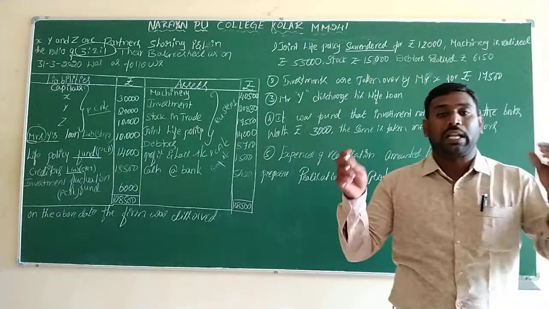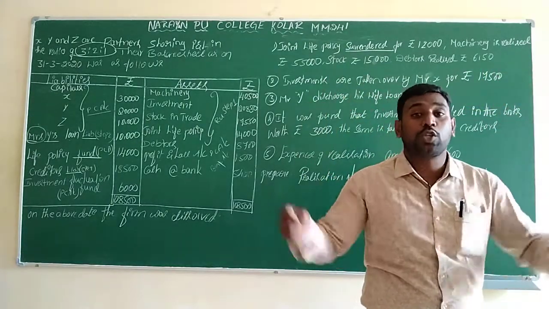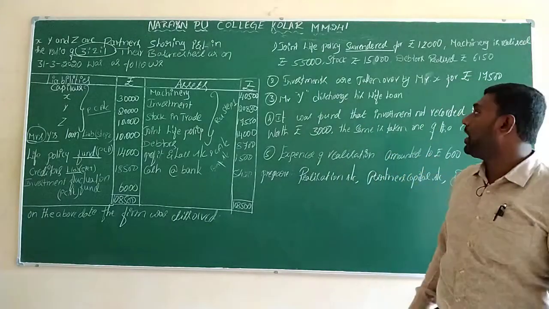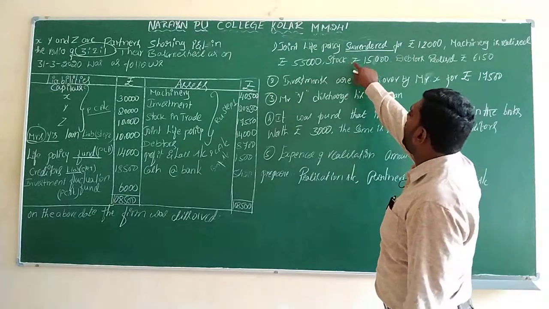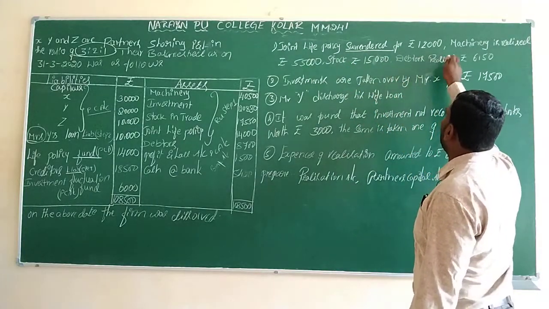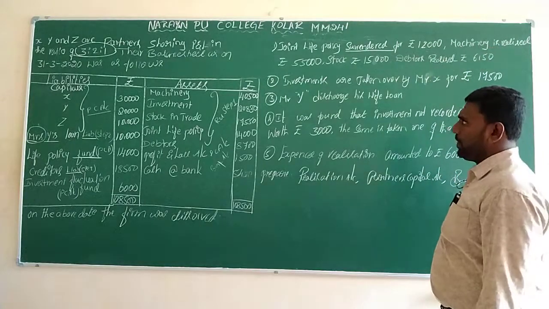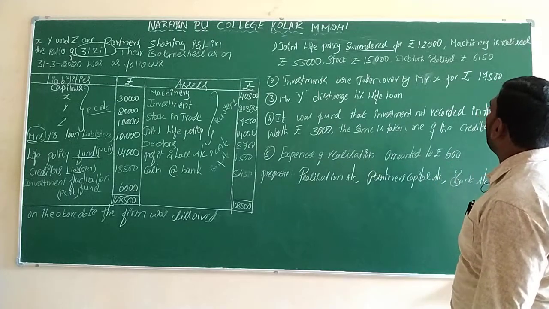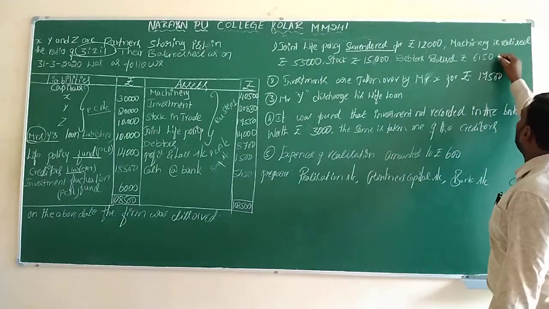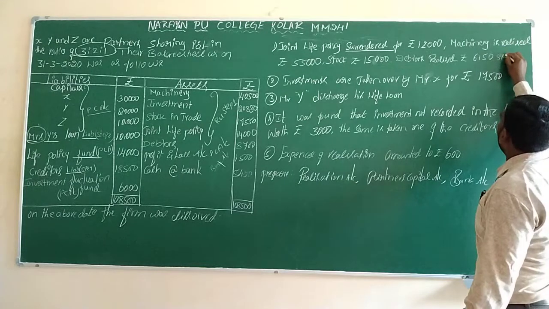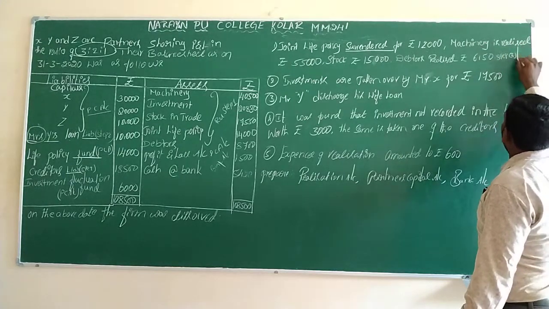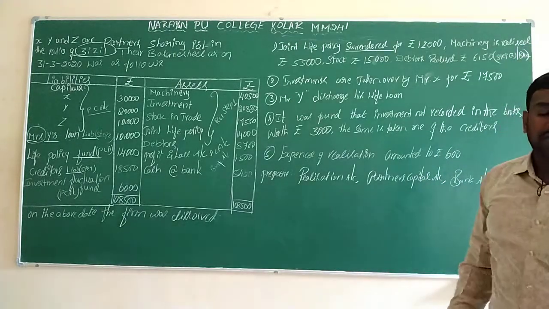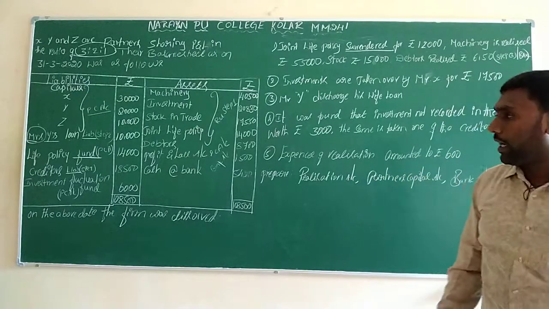They will use the transaction from different angles, but the situation will demand it. So according to that situation, we have to understand the location. So here what they have given: joint life policy was surrendered for rupees 12,000, machinery realized rupees 55, stock rupees 15,000, debtors realized rupees 6,150. Totally this will come to step 3 under bank account. Adjustment number 1 totally will come to step number 3 and bank account.